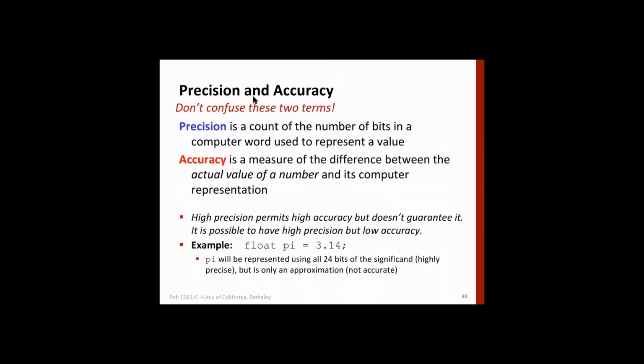Here we are using two terms, precision and accuracy, and these are not the same, though they are connected. Precision in floating point numbers: we define single precision or double precision in terms of the number of bits available to represent both the exponent part and the significant part. So precision is nothing but the number of bits. Accuracy is a measure of the difference between the actual value of the number and the computer representation. How accurate is the representation of the number in the computer? That defines accuracy.